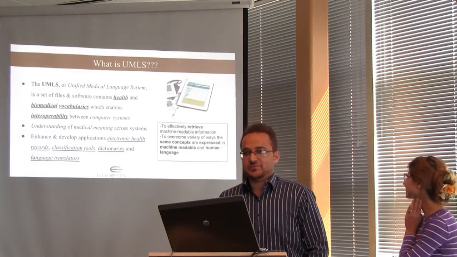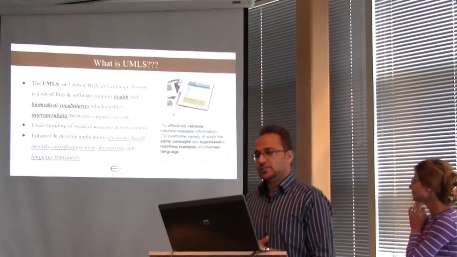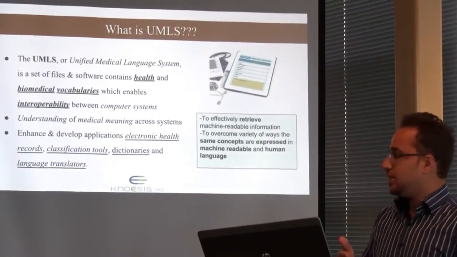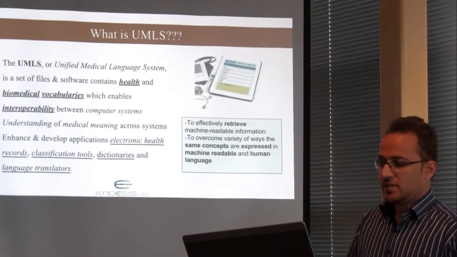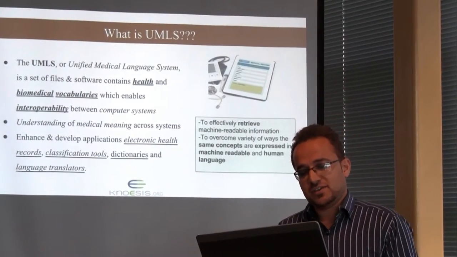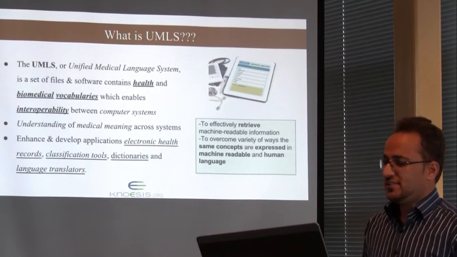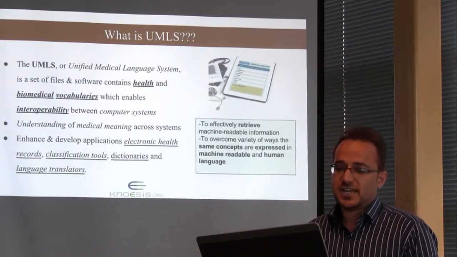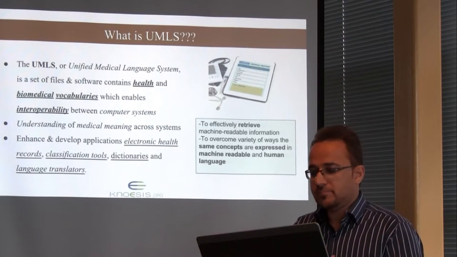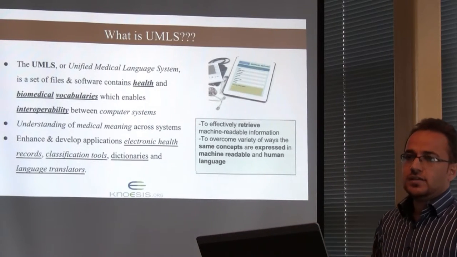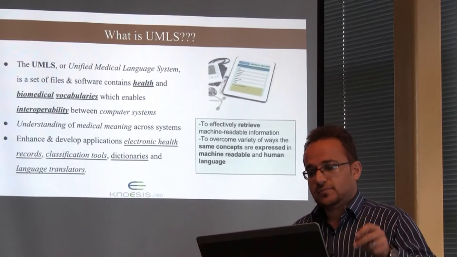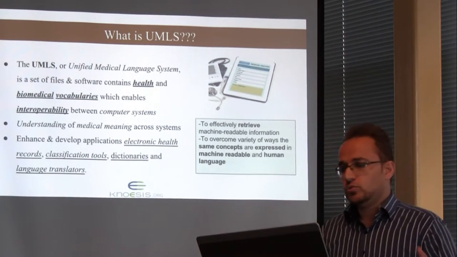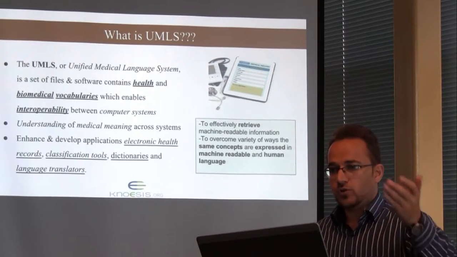So if I want to make it more generic, it contains health and biomedical vocabularies, which enables interoperability between computer systems. This fancy term, interoperability, you're going to hear it if you want to stay in this noisy lab for a long time. So it's good to have a good understanding of the definition and the concept of this term. If I want to categorize what UMLS is for, it has two main objectives. First, to effectively retrieve machine-readable information.